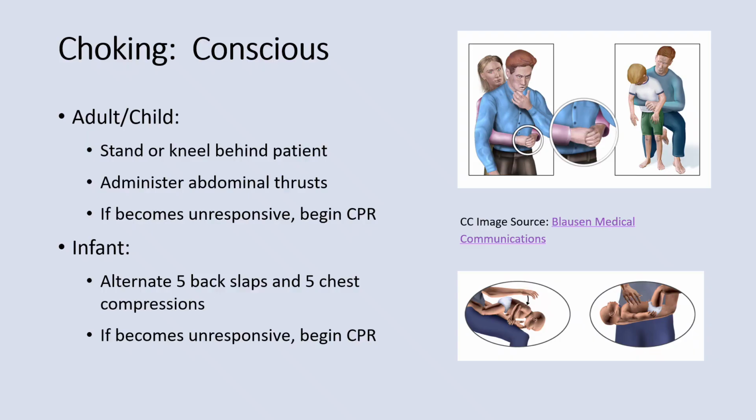For an adult or child that has a foreign body airway obstruction, or FBAO, the rescuer should stand or kneel behind the patient and administer abdominal thrusts until the obstruction is relieved or the victim becomes unresponsive. Remember that foreign body airway obstruction techniques in an infant are very different from those provided to an adult or child. When an infant is conscious and choking, the rescuer should alternate 5 back slaps and 5 chest compressions until the obstruction is removed or the infant goes unresponsive.